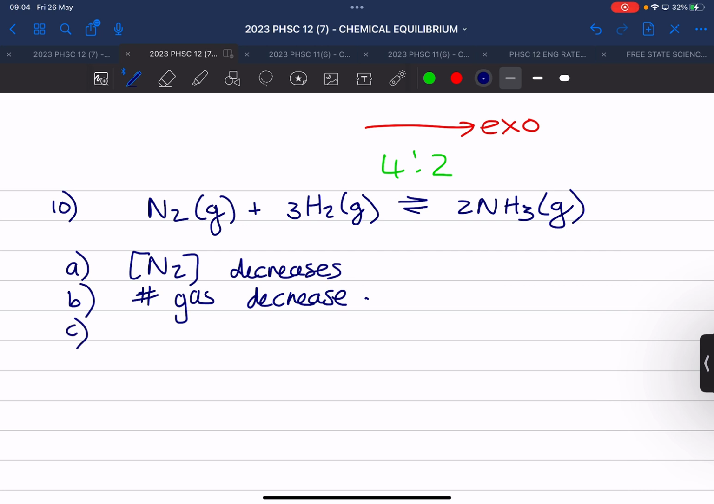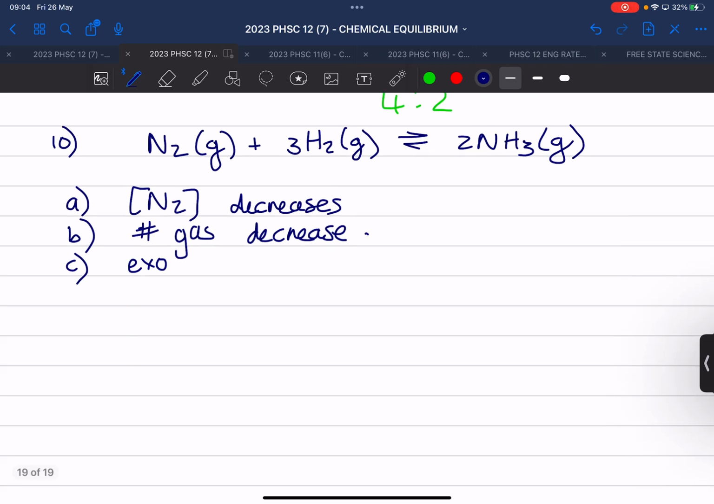Okay, now they ask, is the reaction to the right exo or endothermic? We already know from studying that it is exothermic. Then at question D, they ask, how will the equilibrium position be influenced by increasing the concentration of nitrogen dioxide? See, if we increase this concentration, what's going to happen? It's going to shift to the right.